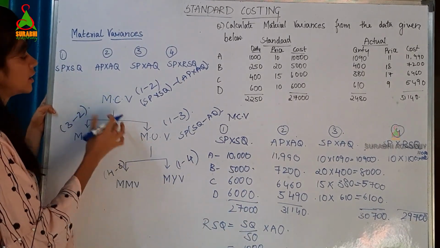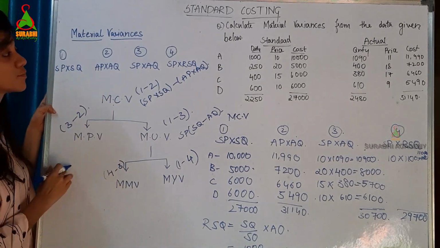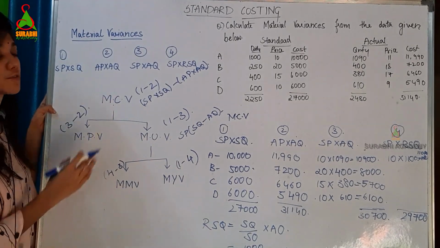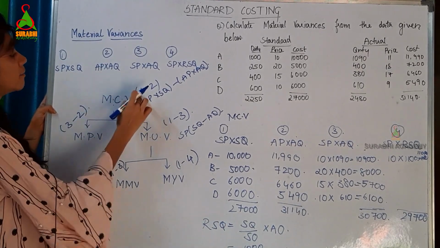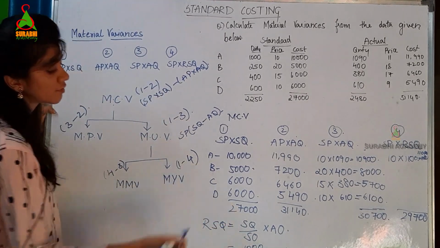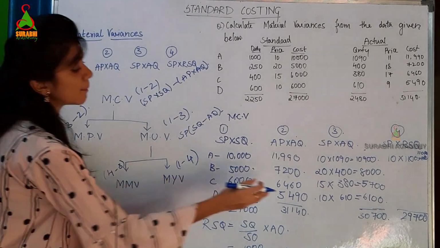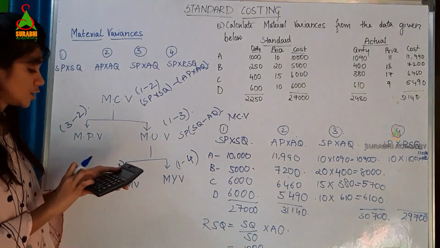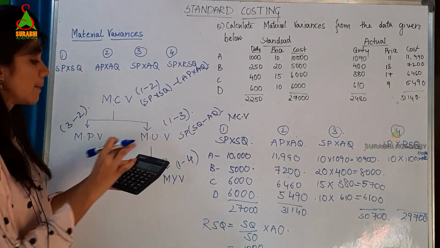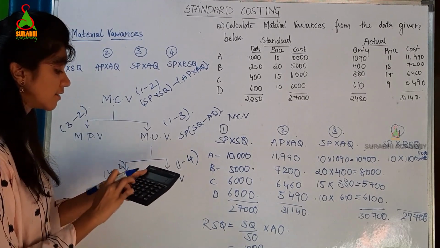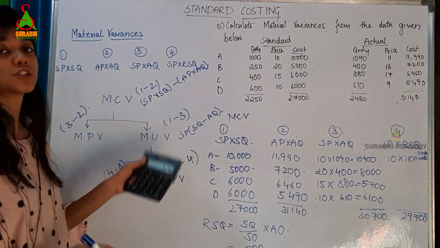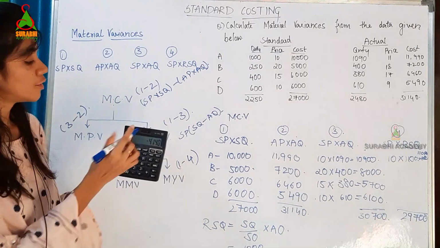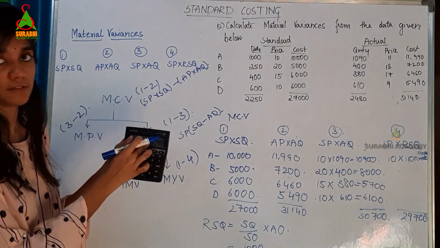First, what we have to find out? Material cost variance. To find out material cost variance, what we have to do? 1 minus 2. So what is the total of 1? 27,000 minus 31,140. So 27,000 minus 31,140 comes to 4,140. 4,140 in negative.